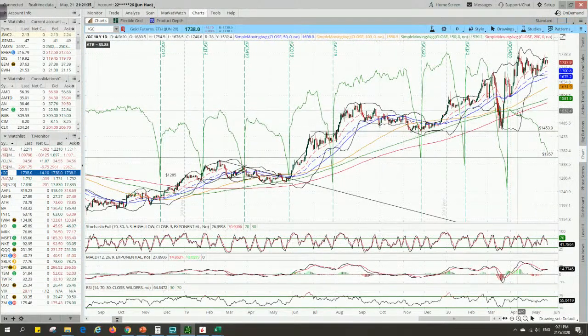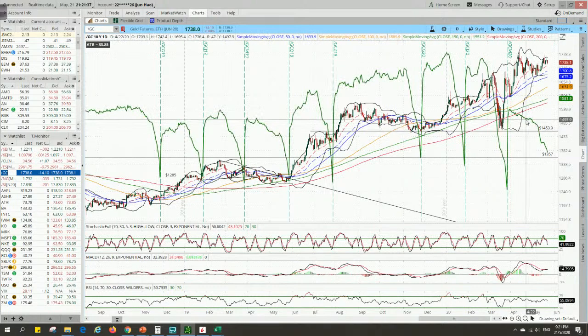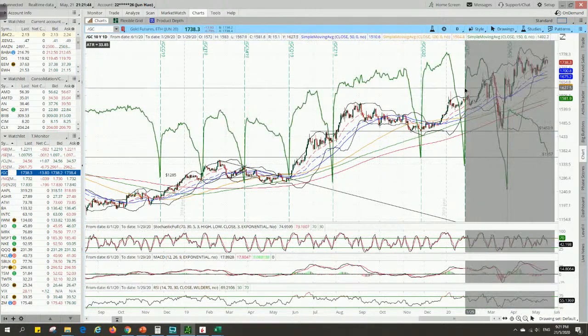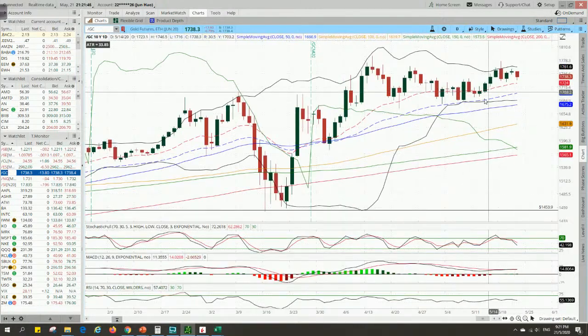And if you are looking to trade gold, this is the gold futures, slash GC, on the Thinkorswim platform. The perfect time to trade gold would be to wait for the prices to come back down to touch the 50-day moving average, all right, and then show a bounce like what it has done over here.